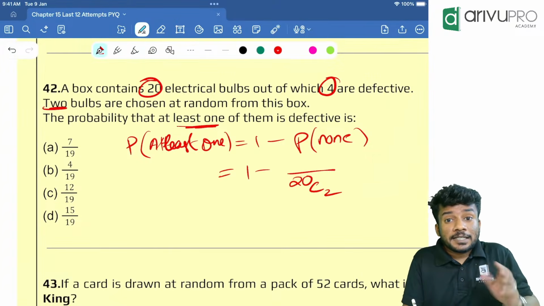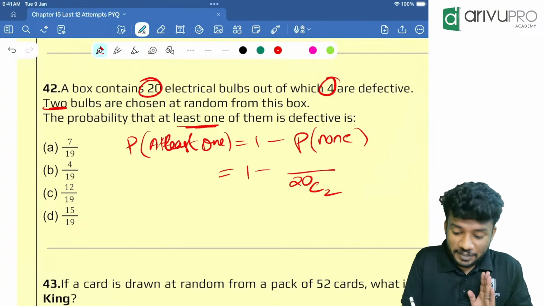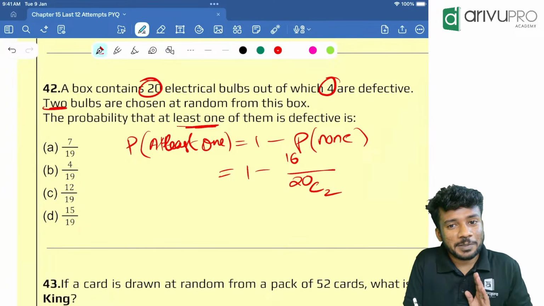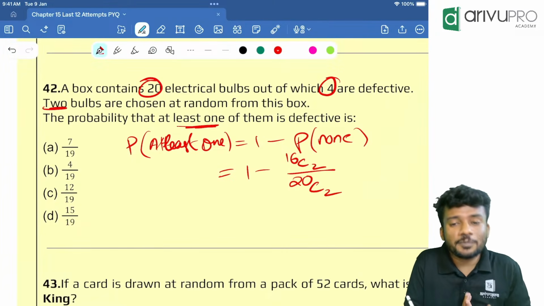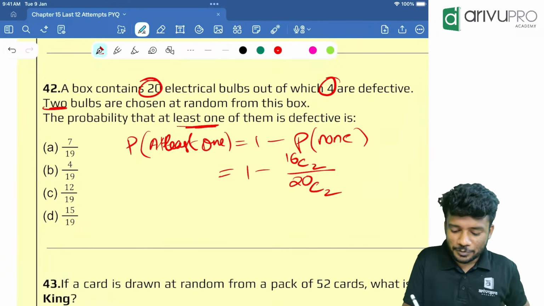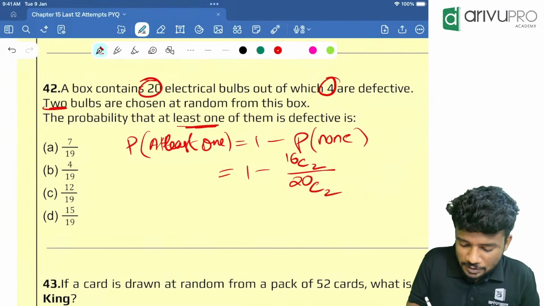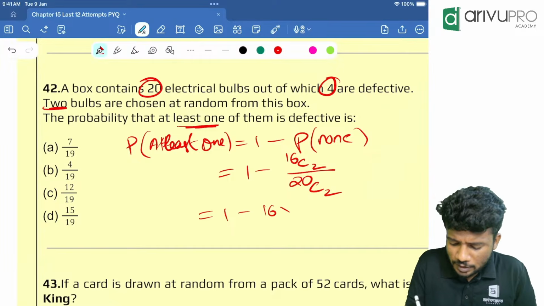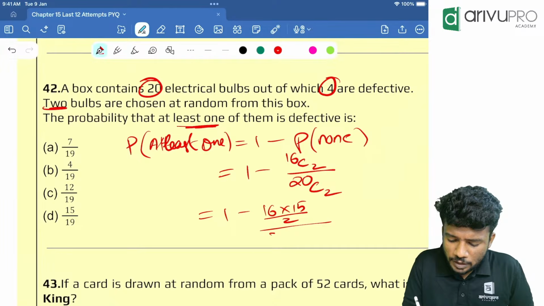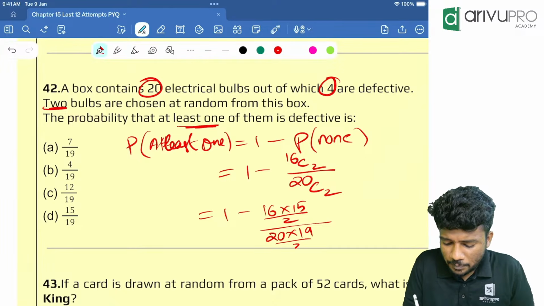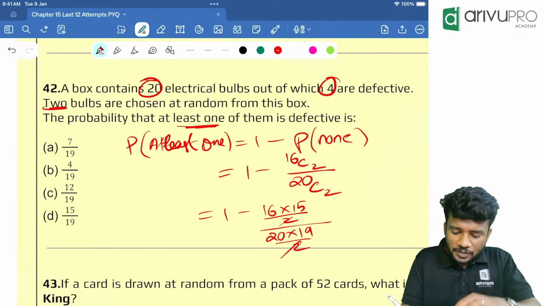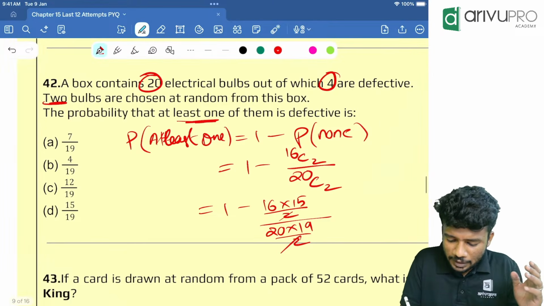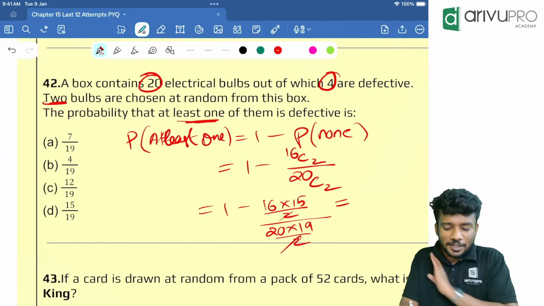Then the probability that none is defective: how many non-defective bulbs are there? 16 non-defective bulbs, from which I am choosing 2. So 16 C2 is the numerator. 1 minus 16 C2 can be written as 16 into 15 divided by 2, and 20 C2 is 20 into 19 divided by 2. The 2 cancel. Now take the calculator, or go about it whichever way you are comfortable.